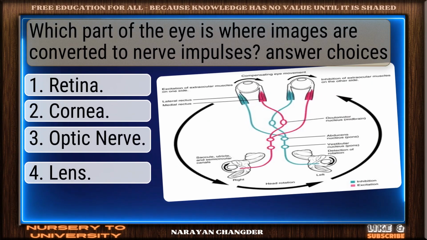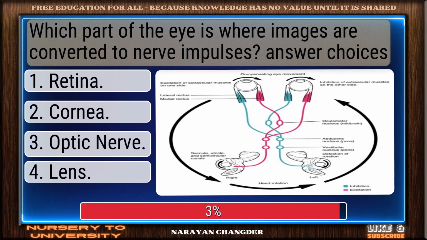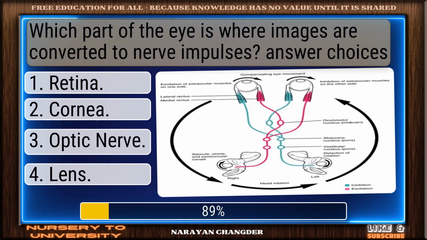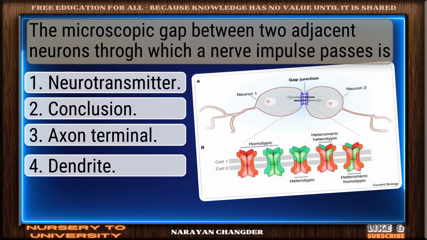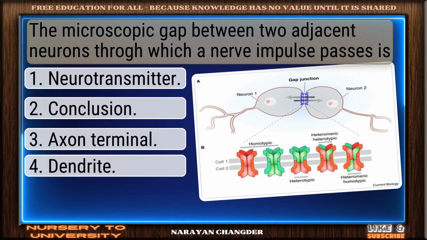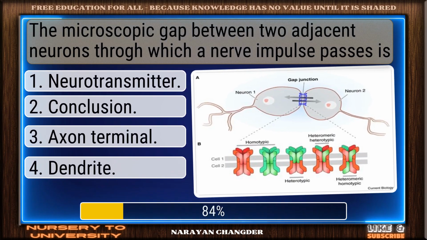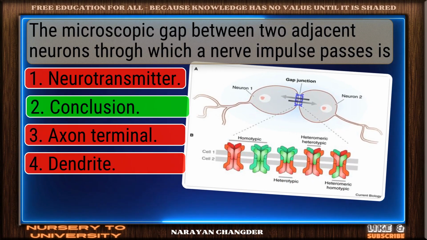Which part of the eye is where images are converted to nerve impulses? Answer choices. Nicely done. Retina is solid. The microscopic gap between two adjacent neurons through which a nerve impulse passes is... Smart move. Synapse is the accurate answer.